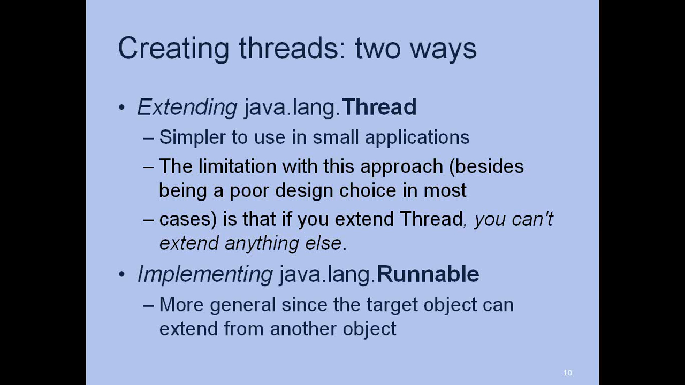And the second way to get the thread object is by implementing the Runnable interface. More general, since the target object can. Professor, when you said that you can't extend anything else, can you give an example?